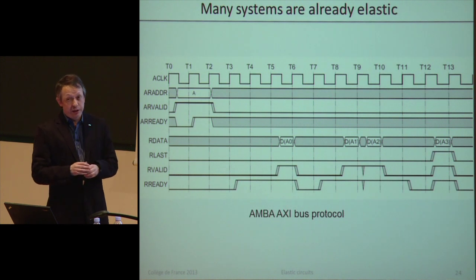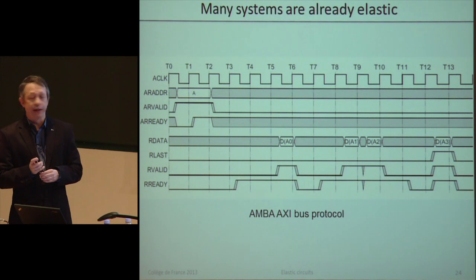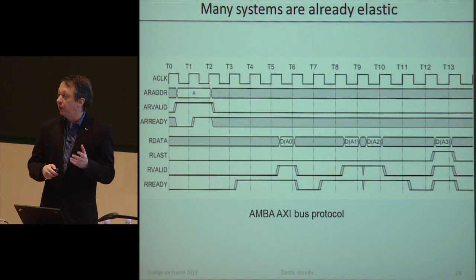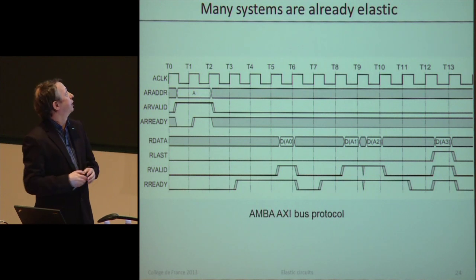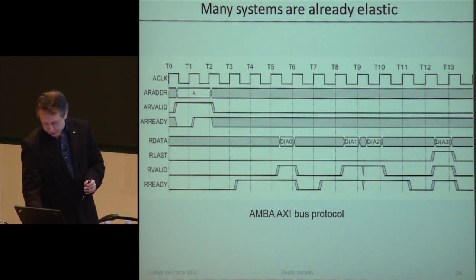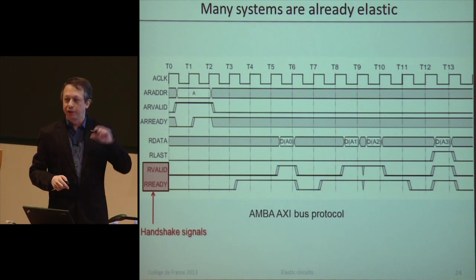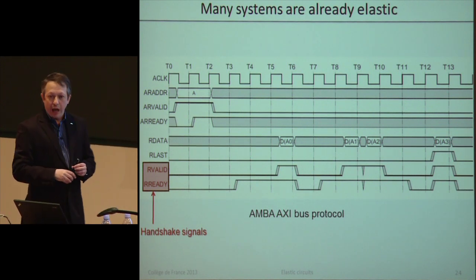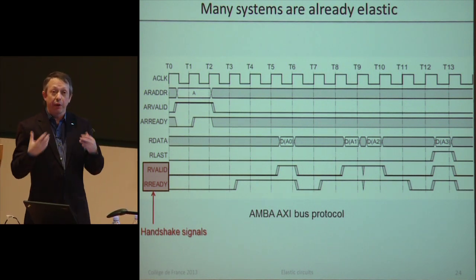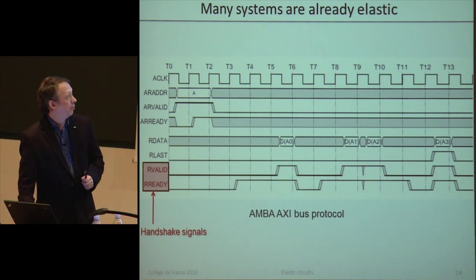And elasticity is not something totally new. I mean, many systems have been designed elastic in the past. And specifically, if you look at the protocols of the buses, they are elastic. So you see, for example, a clock, but you also typically see pairs of handshake signals, the valid and ready, and so on and so forth, right? But now what we are trying to do is just to formalize these concepts to apply them automatically in system-level design.